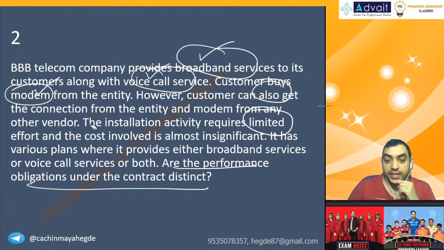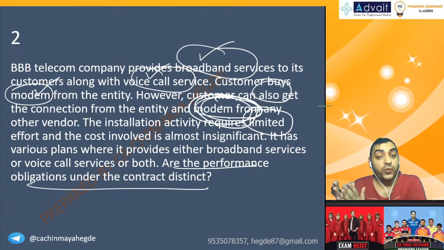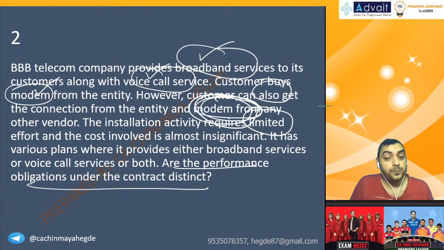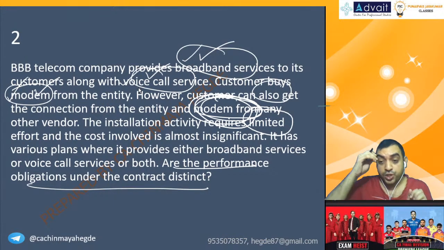They said you can get the connection from one entity, modem from another vendor. So the modem can be used with another vendor, not only with this vendor. So the customer can avail the benefit on its own or with readily available resources. Therefore, modem is distinct, voice call is distinct, and broadband service is also distinct. Okay, this is step 2 and one question we have done.